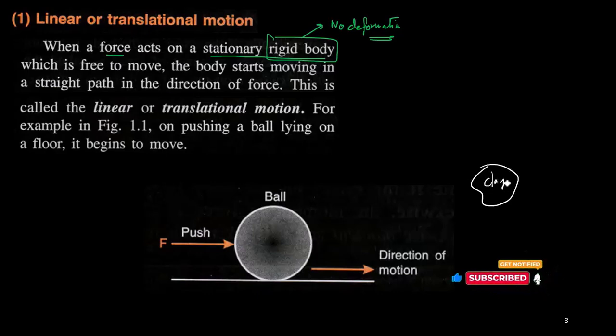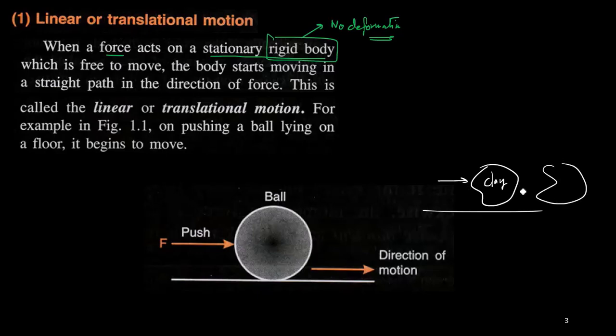So if I apply a force on this body, then the clay will deform like this. This deformation is permanent. If deformation is taking place, this body is called a non-rigid body. If there is no deformation, then I say the body is a rigid body. And for all of these situations, I am going to take the body to behave as rigid.